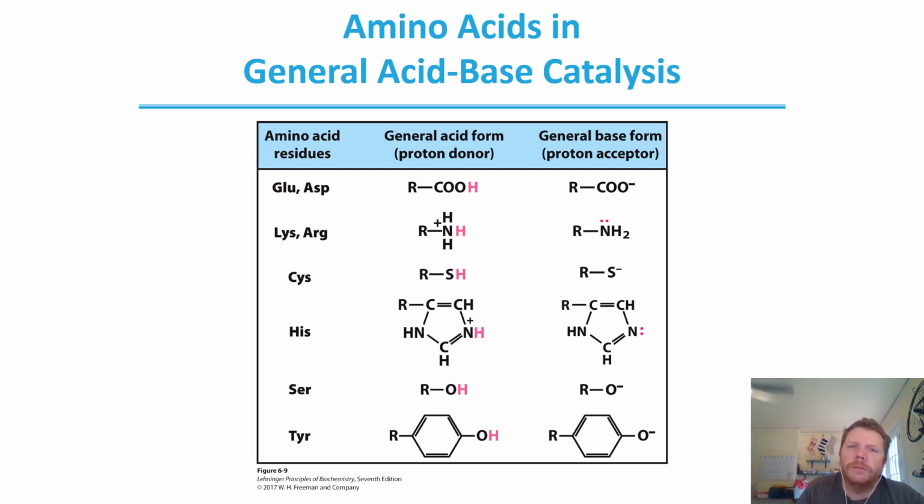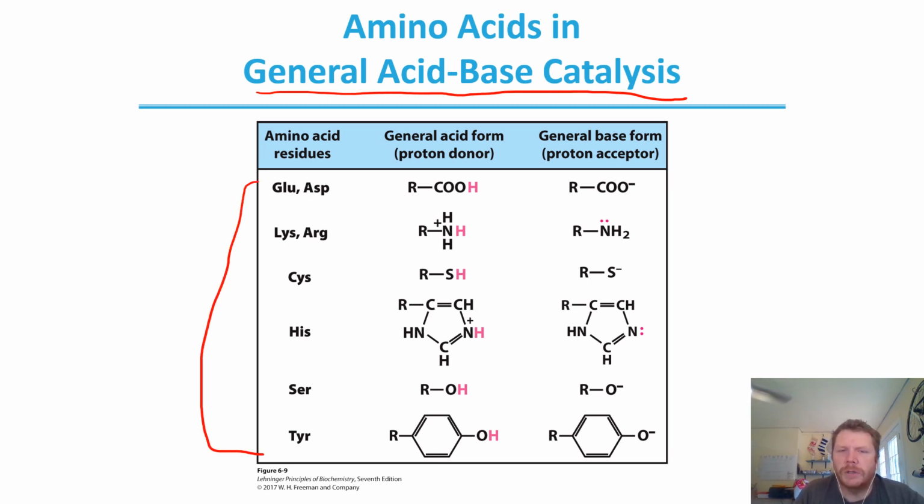Now, when it comes to amino acids in general and acid-base catalysis, it's important to think about which residues are likely to be involved. These are the 8 amino acids that are most likely to be involved in acid-base catalysis, and you could probably rank them in this order. Glutamic acid and aspartic acid are highly likely to be involved, and tyrosine a little bit less likely.